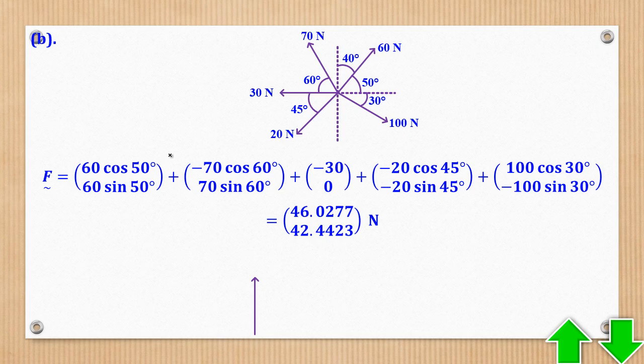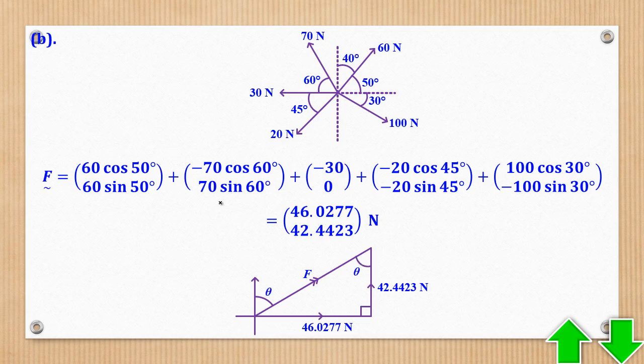So we need to get the magnitude and direction. But remember, the direction was in terms of bearing. So horizontal component is positive. Then positive vertical is also upward. A line joining from start to end is our resultant. And the bearing is theta. But by geometry, this theta is the same as this alternate angle.